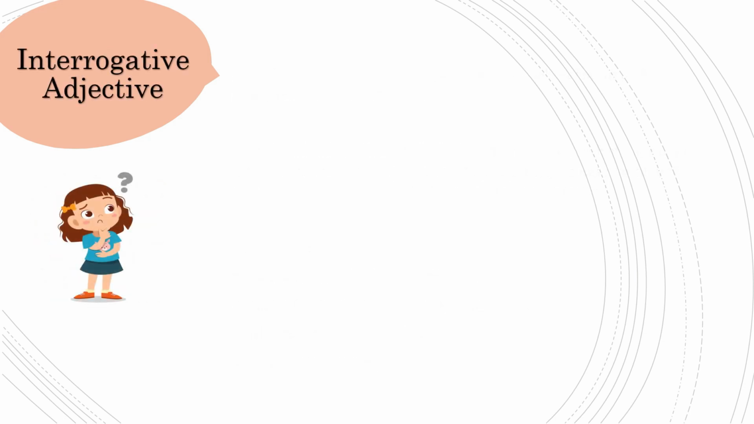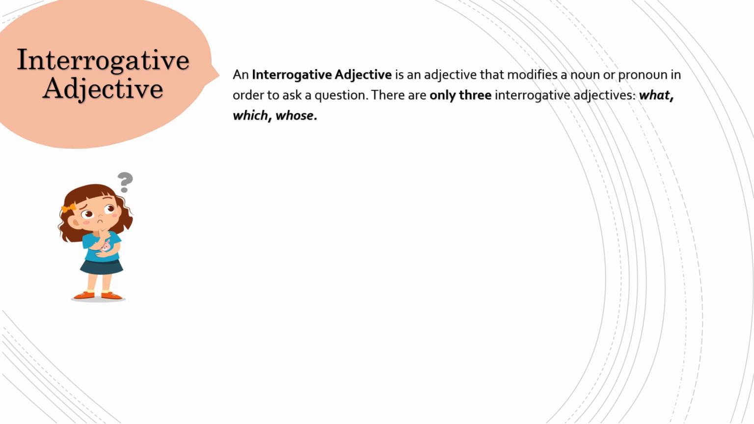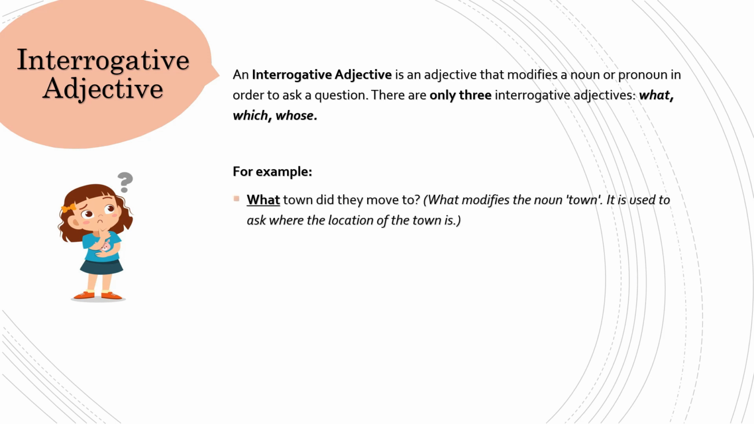Interrogative adjective. An interrogative adjective is an adjective that modifies a noun or pronoun in order to ask a question. There are only 3 interrogative adjectives: what, which, whose. For example, what town did they move to? What modifies the noun town. It is used to ask where the location of the town is.